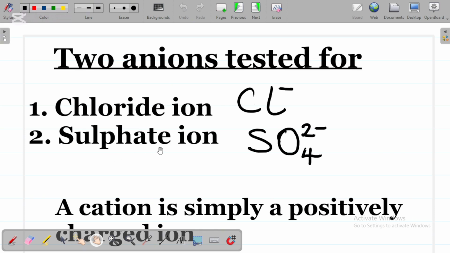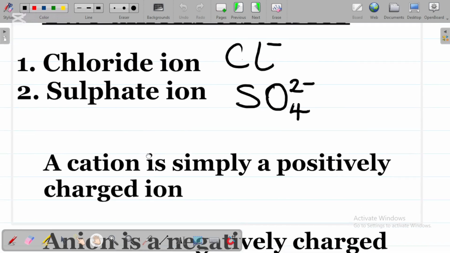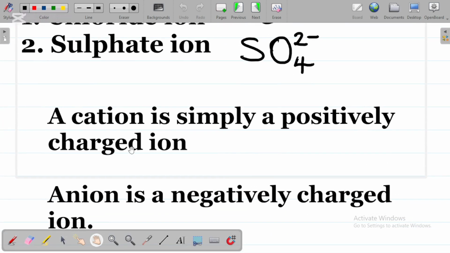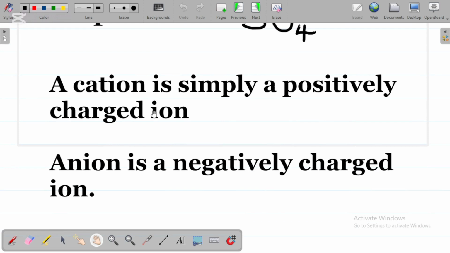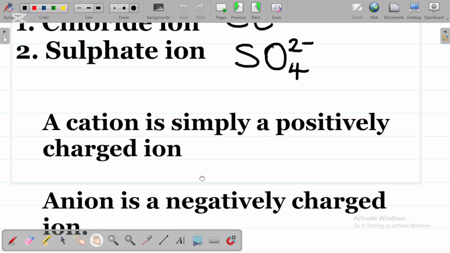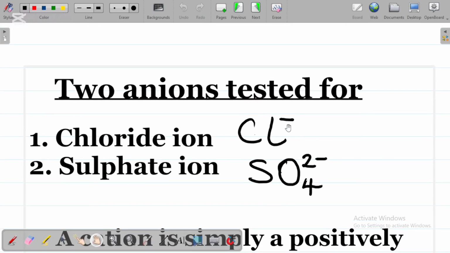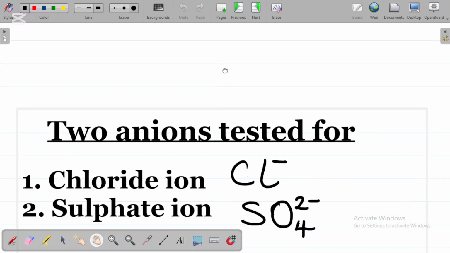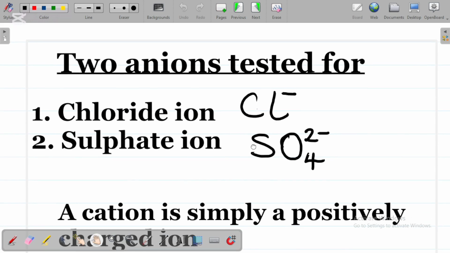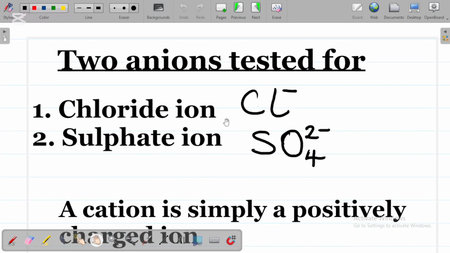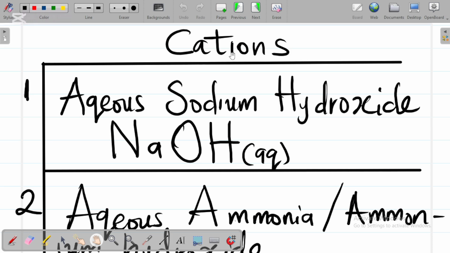Now we have been talking of ion. What is a cation and anion? A cation is simply a positively charged ion, and an anion is a negatively charged ion. So when you see minus here, that tells you that it is an anion. And then when you see plus at the top, it tells you that it is a cation.